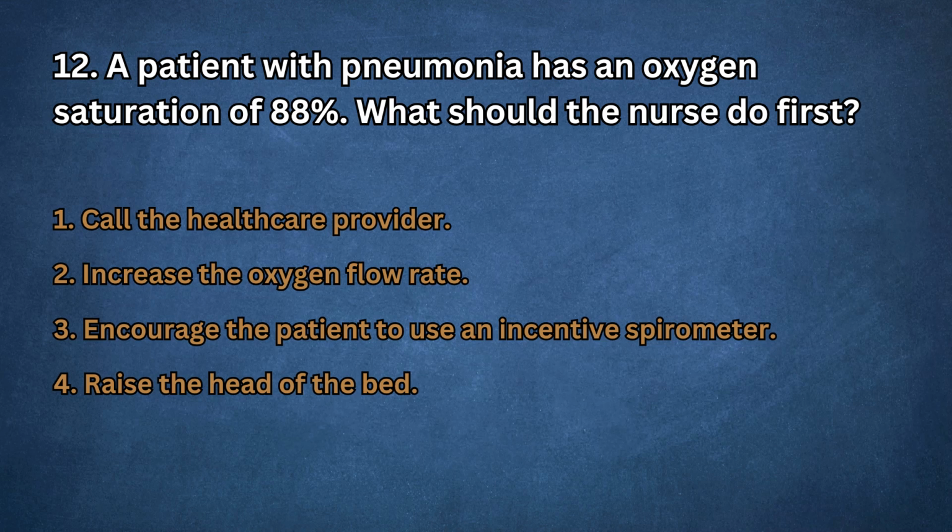12. A patient with pneumonia has an oxygen saturation of 88%. What should the nurse do first? 1. Call the healthcare provider. 2. Increase the oxygen flow rate. 3. Encourage the patient to use an incentive spirometer. 4. Raise the head of the bed.